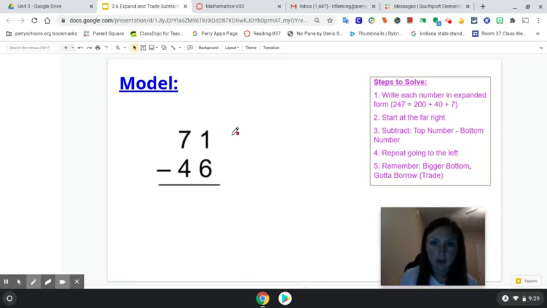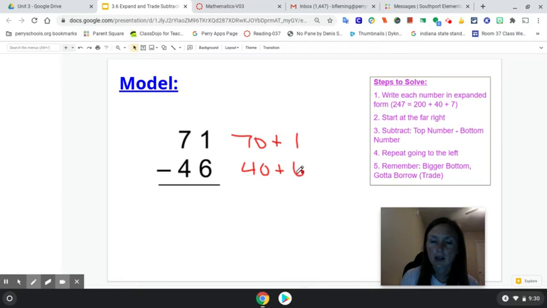So 71 is going to be broken up into 70 plus the ones place, which is a 1, so I'm going to put plus 1. If you like partial sums, you're going to like this, because this is the same thing you do there. You break up and think about each place value and how much it's really worth. So I'm going to do the same thing with the bottom number. 46 gets broken up into 40 plus 6. This is called expanded form.